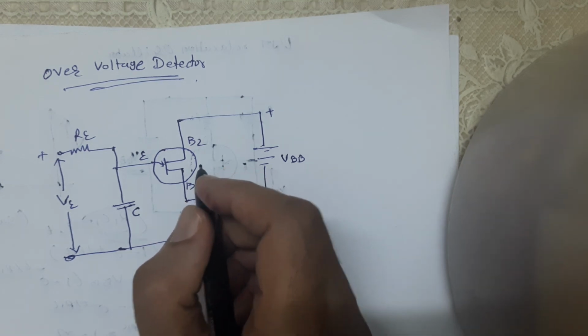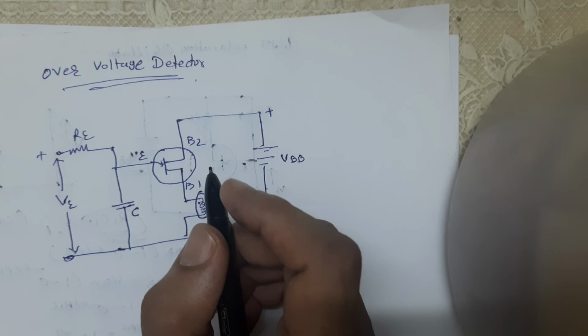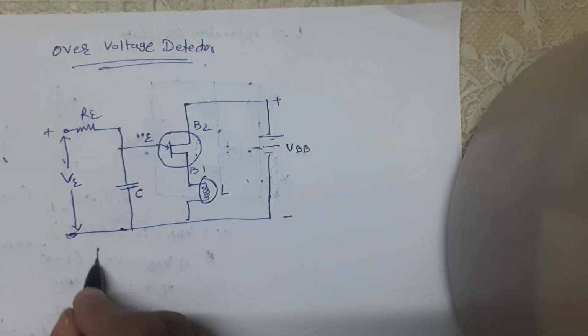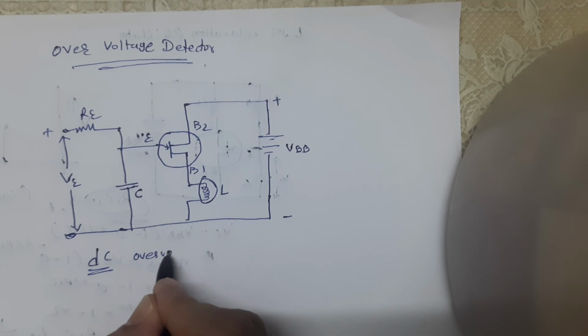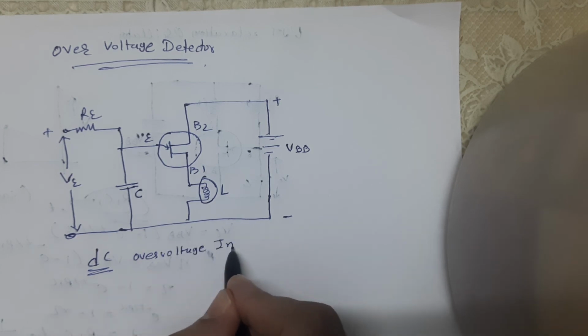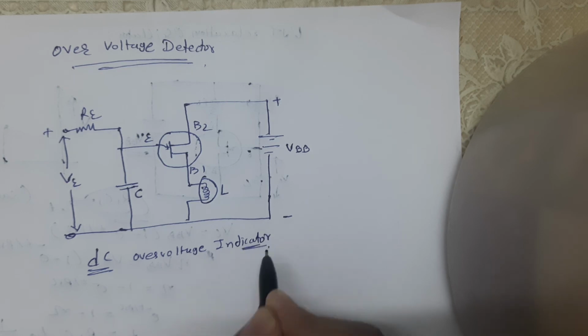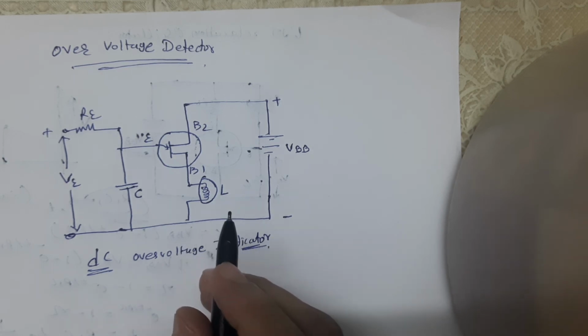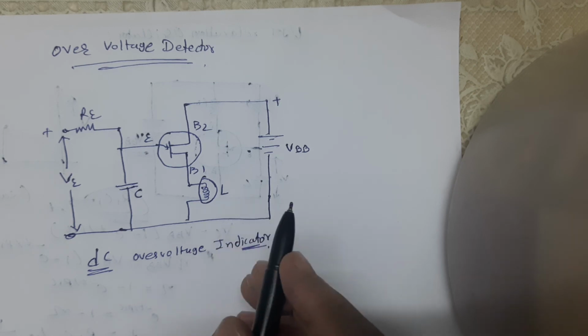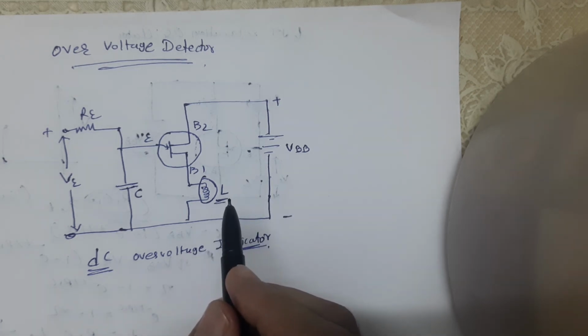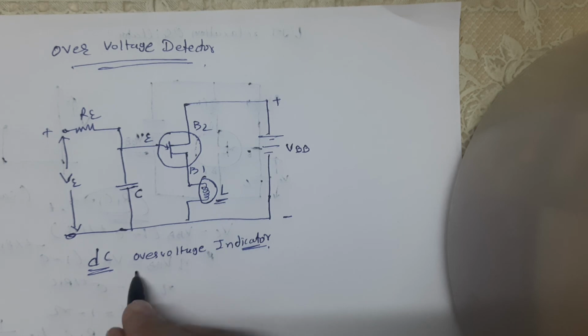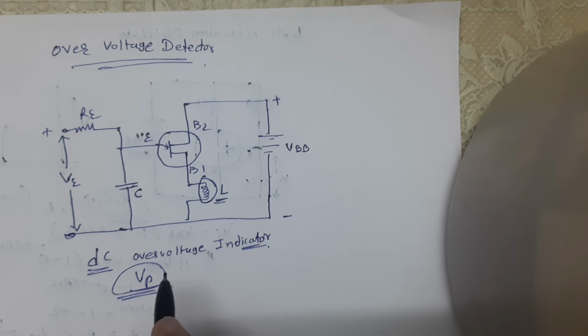This figure shows a simple DC over voltage indicator, that means it gives us a warning. For this warning, there is a lamp. The lamp is connected between the emitter and the base 1 circuit. So long as the input voltage is less than the peak point voltage Vp of the UJT, the device remains switched off.